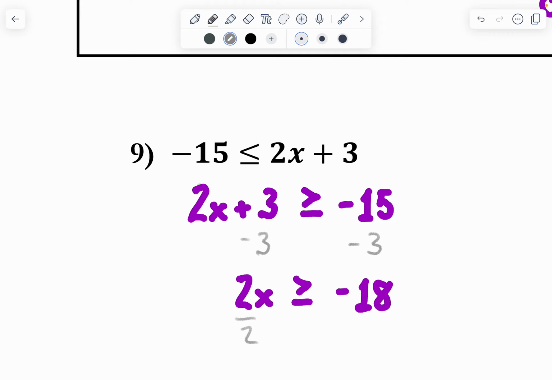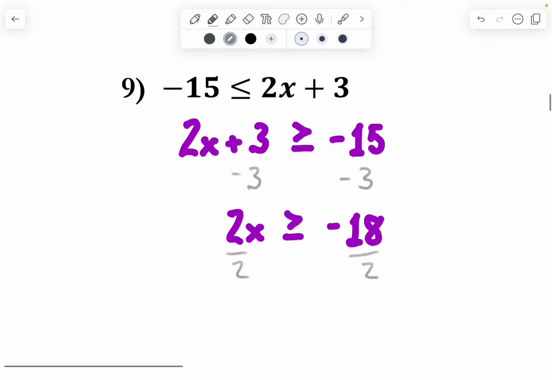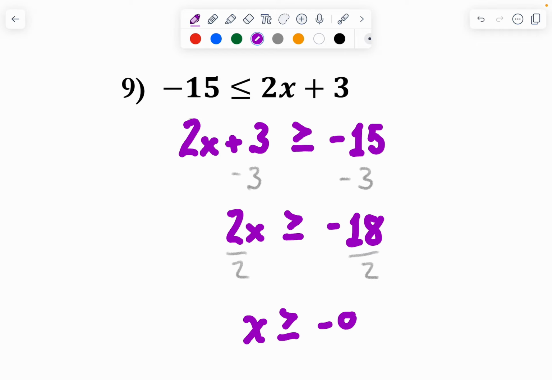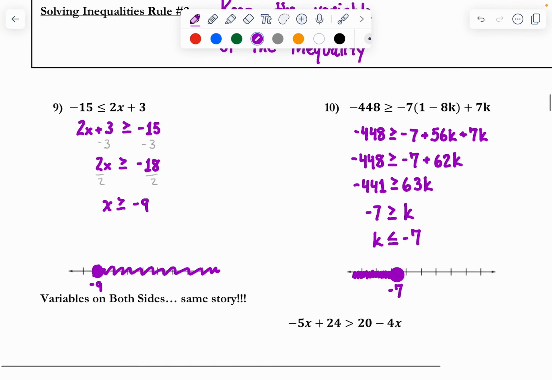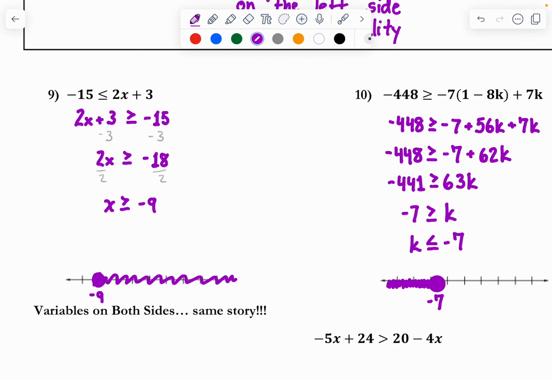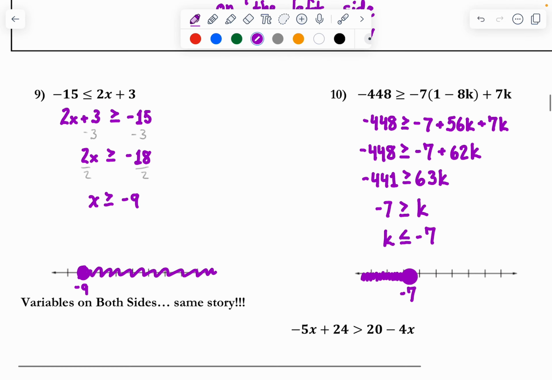We divide by 2, no flip here, right? Don't let that negative 18 fool you. And x is greater than or equal to negative 9. Okay. And then you could see number 10. I'll leave that solution up there for a second, but this is just slightly more complicated.